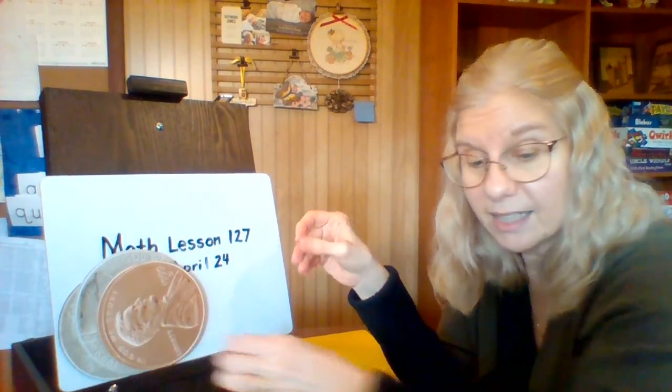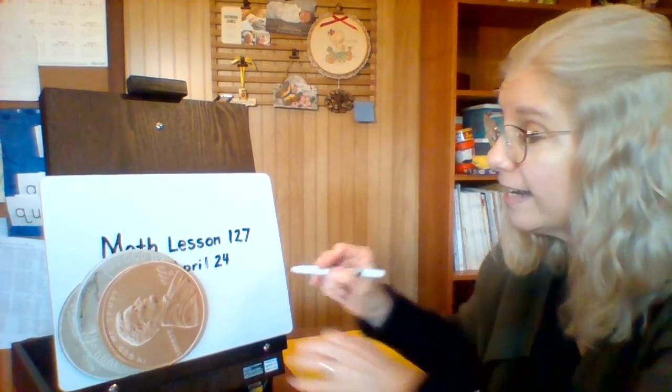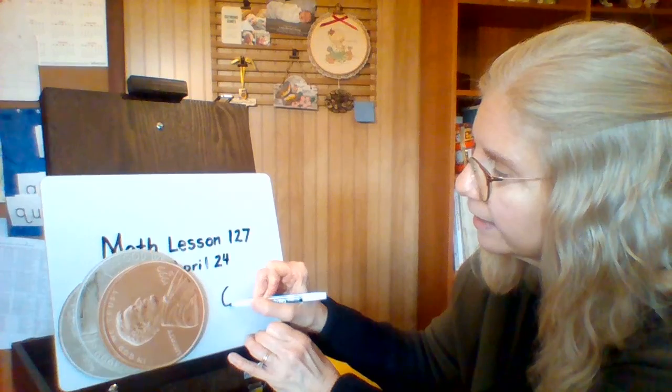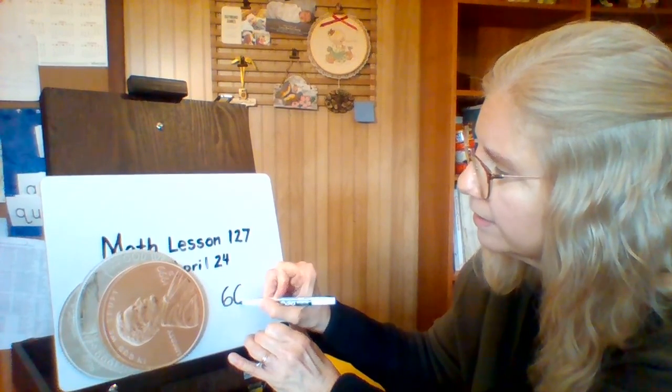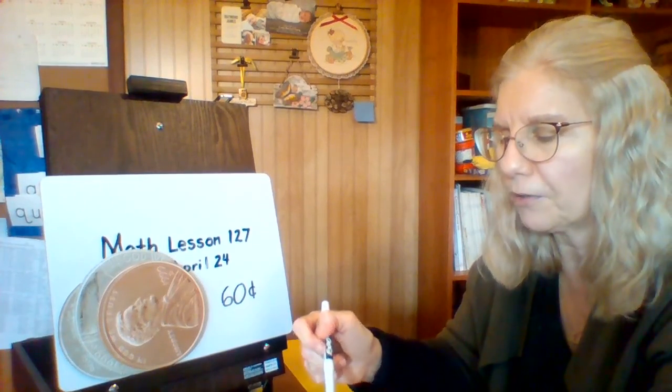Ready? 45, 50, 55. And now we have some pennies. Ready? 56, 57, 58, 59, 60. Wow, we have 60 cents in all. So you'd write a 6 and then a 0. And you put a cent sign right there. And then you're good to go.